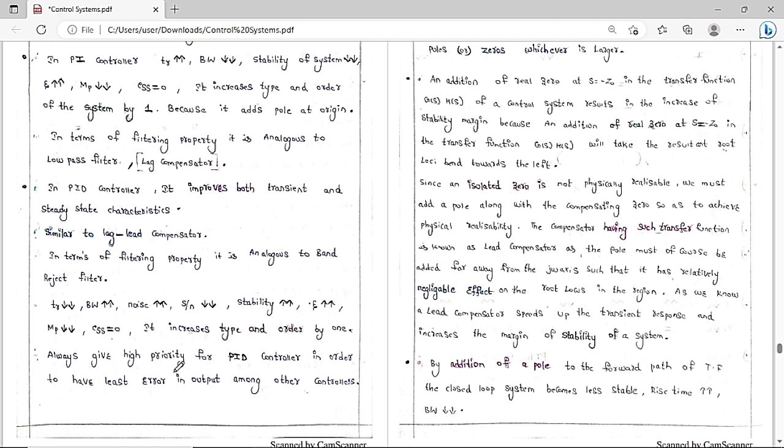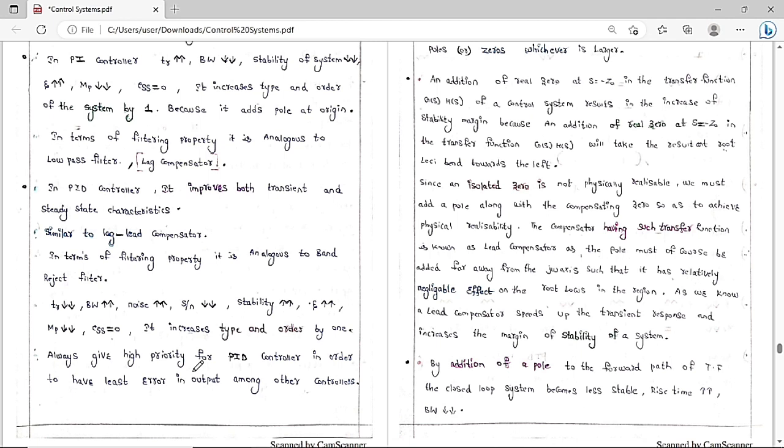Always give high priority to the PID controller in order to have the least error in output among any other controller. Suppose you want to choose among PD, PI, and PID. If you want the minimum steady state error, always try to go for the high priority one, which is PID.